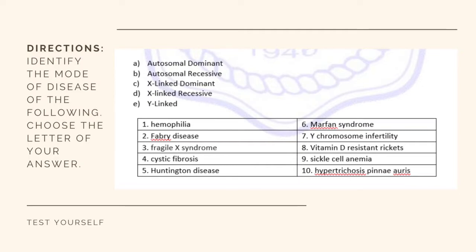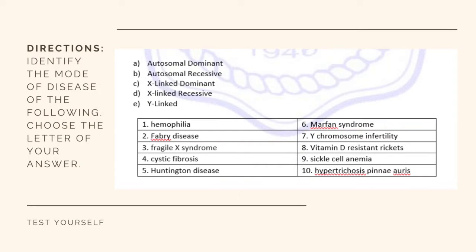Okay, so number 1, for hemophilia, we have here letter D, X-linked recessive. Number 2 is Fabry disease. Fabry disease is letter D, X-linked recessive. Number 3 naman, we have here the Fragile X syndrome. Fragile X syndrome is X-linked dominant. Number 4, cystic fibrosis is autosomal recessive. Number 5, we have here Huntington's disease. Huntington's disease is autosomal dominant.